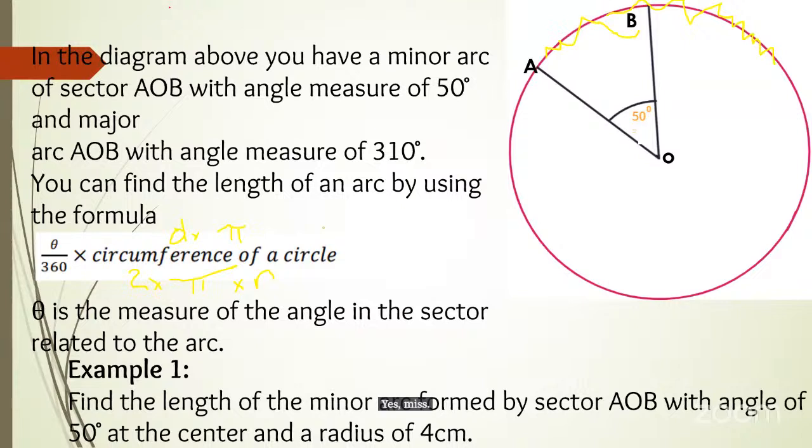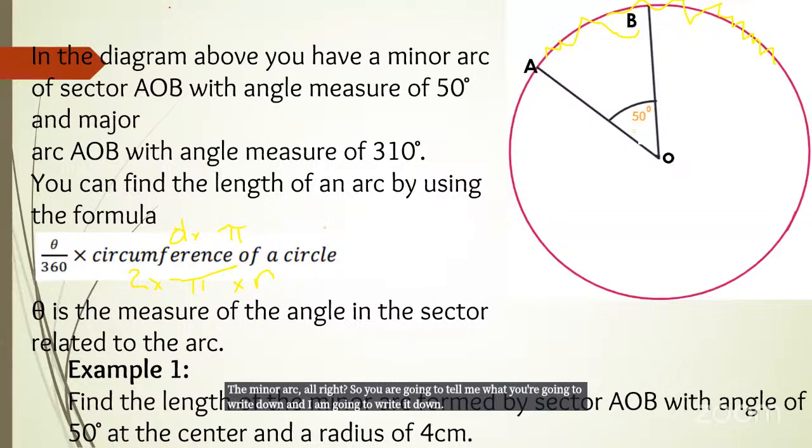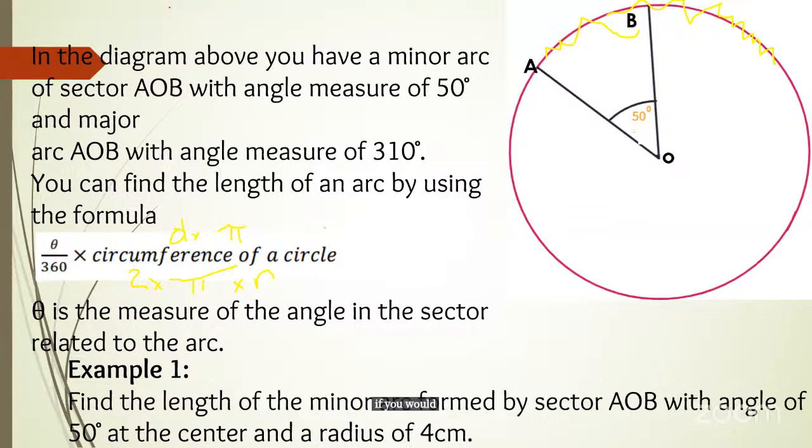Why would I get a different answer? Miss, because you're not finding the diameter, you're finding the radius. No, miss, you're finding the minor arc, miss. The minor arc, all right? So you are going to tell me what you're going to write down, and I am going to write it down. Tell me what you would write if you are going to use the diameter, and I want someone else to tell me what you would write if you would have been using the radius.